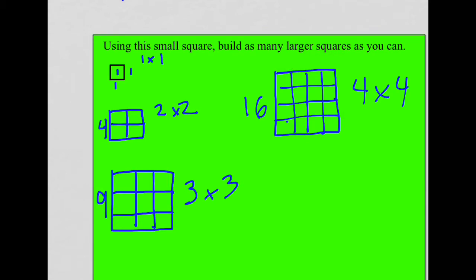So the whole point of this is when we're talking about square numbers, we're talking about numbers that make a perfect square. So in this activity, the numbers that are square numbers, 1 is a square number because one little mini square makes up a perfect square. 4 is a square number because 4 of those mini squares make a perfect square. 9 is a square number, and 16 is a square number because those numbers literally make perfect squares. That's basically what a perfect square is, or what a square number is. It's a number that really forms a square.